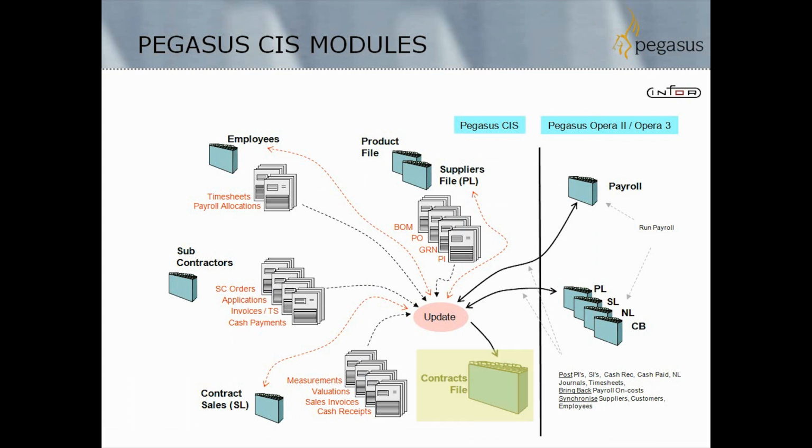We have the contracts file, which is where all the financial information flows into. So if you're interested in seeing the profits on a contract, the costs, the calculated cost to complete, the cash that's owing to you, all of that financial information resides within the contracts file itself. So Pegasus CIS is essentially a contract costing system. There are a number of modules that therefore post information into the contracts file.